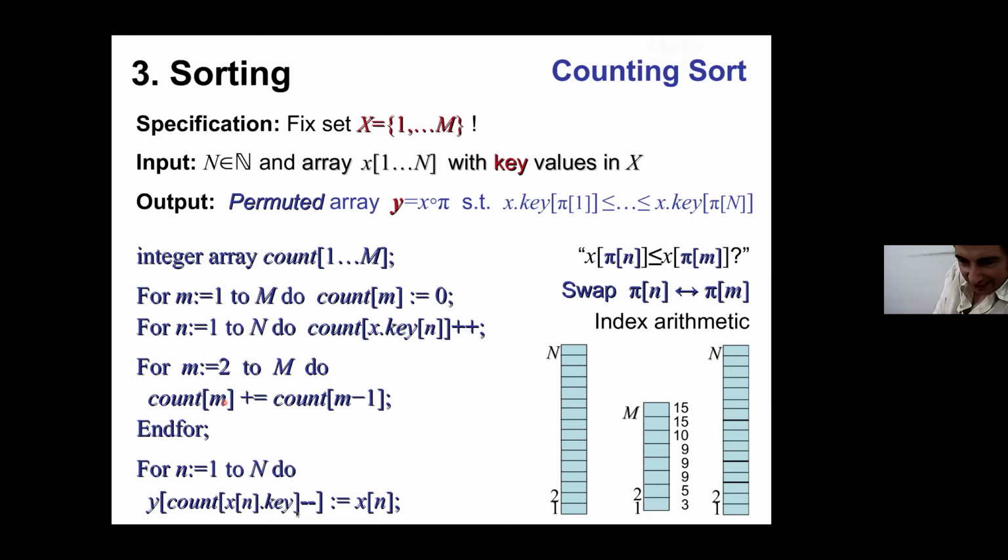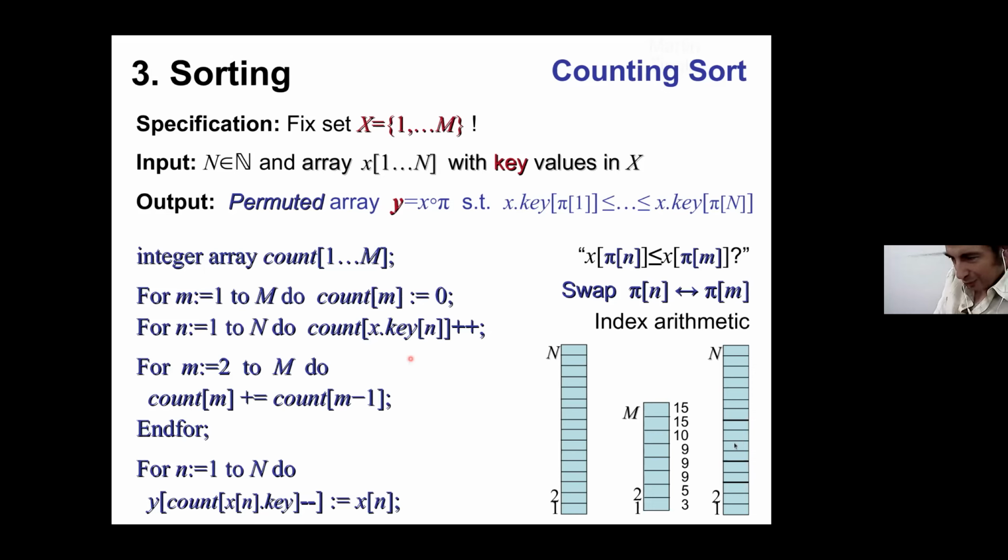When you do it in this way, you see that this count is continuously decreased. So when I go through x, equal elements with the same key from left to right will be written in the array y from right to left, because I take the maximum and then I decrease. But this is only a technical detail. The important thing is that everything on the right gets a value of the key which is not smaller. This is the specification of sorting.